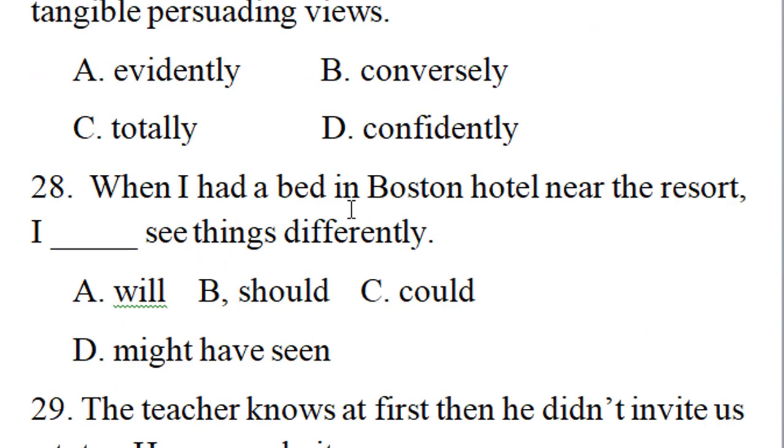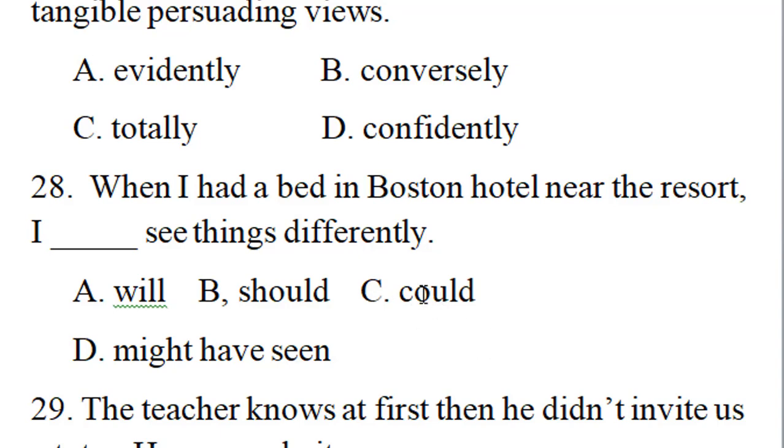When I had a bed in Bosa Hotel near the resort, I see things differently. Should, could, might have seen? My question is a modal verb. If it is a modal verb, when do we use will, shouldn't, couldn't, might have seen? Especially pay attention: the modal verb that goes with state verbs, see, hear, smell, taste, is only and only could. So I could see things; possibility is what it is telling us, general ability is what it is expressing here. So could.